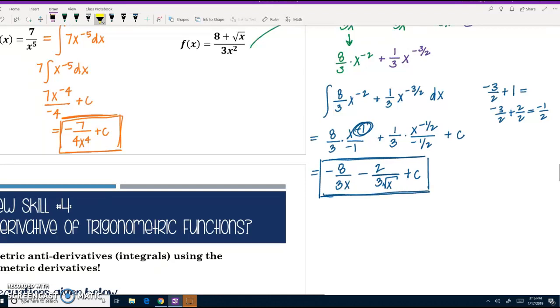Now, when you want to confirm your answers, so if you've integrated and you want to go back forwards and take the derivative and make sure you have the right answer, you probably want to go ahead and stop at this setup to move forward with the derivative process, just so that way your exponents are already in the form that's easy to take derivatives.